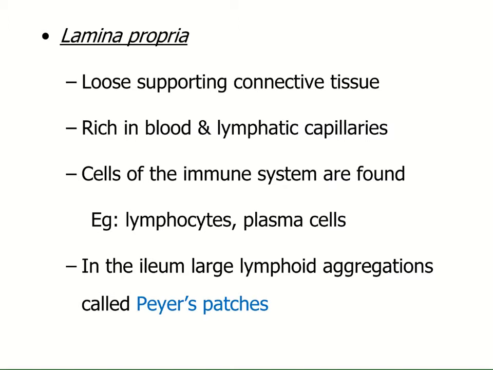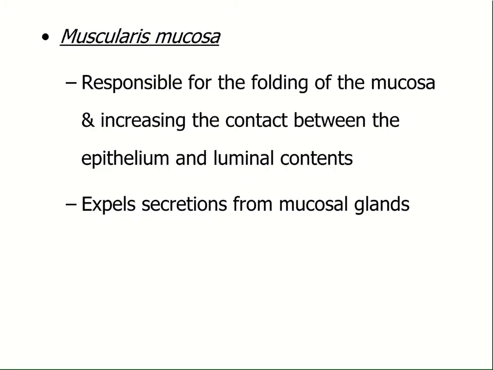Cells of the immune system such as lymphocytes and plasma cells are found in the lamina propria, like in any other ordinary connective tissue. In the ileum, there are large lymphoid aggregations called Peyer's patches in the lamina propria. Muscularis mucosa is the deepest layer of the mucosa. This is formed by smooth muscles. The muscularis mucosa is responsible for the folding of the mucosa and increasing the contact between the epithelium and the luminal contents. It is also responsible for expelling secretions from the mucous glands in the mucosa.